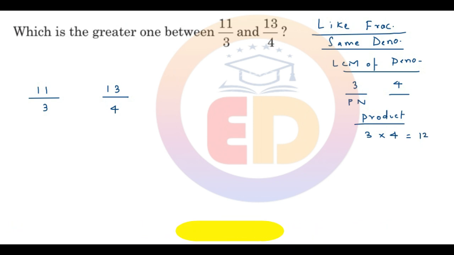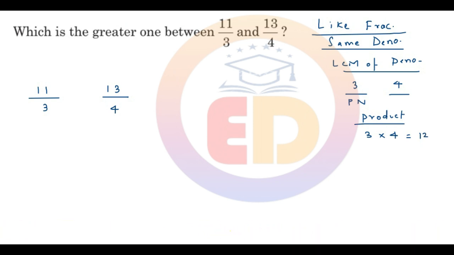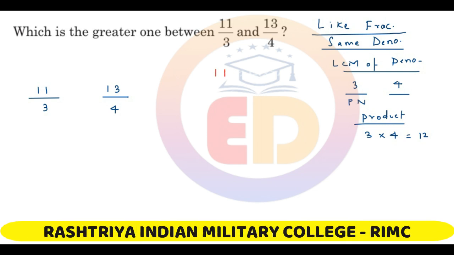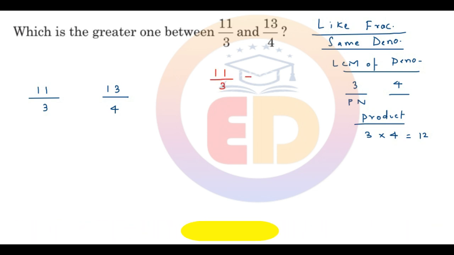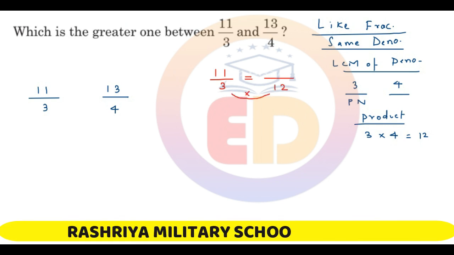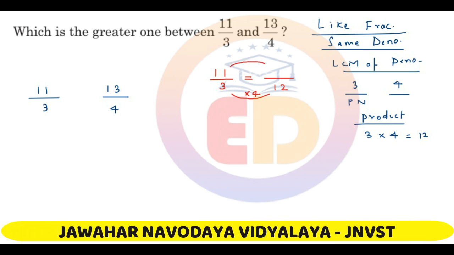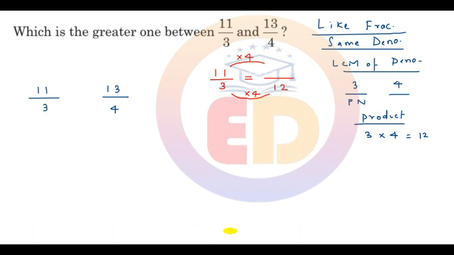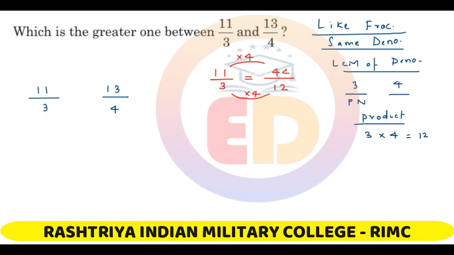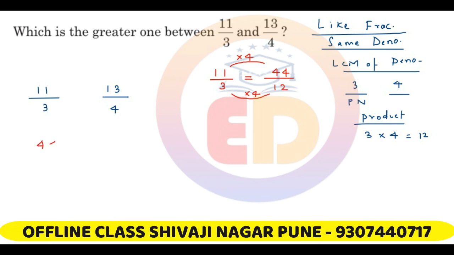And now I will convert both the fractions 11 upon 3 and 13 upon 4. I'll convert both the denominators to 12. Let us convert denominator 3 to 12. For that I have to multiply 3 by 4. 3 into 4 will give me 12. And if we are multiplying the denominator by 4, we have to multiply the numerator also by 4. 11 into 4 will give me 44. So my fraction 11 upon 3 will be 44 upon 12.